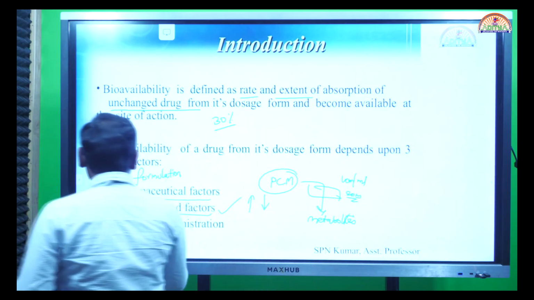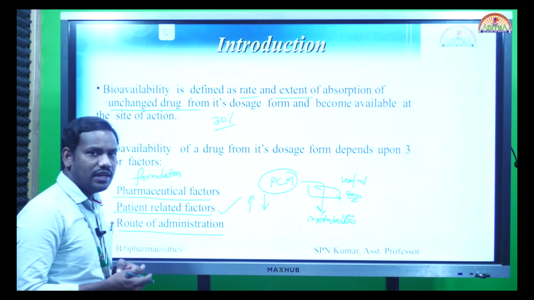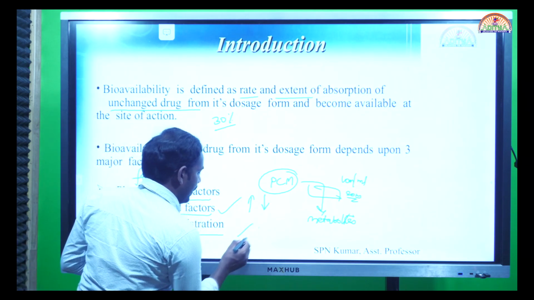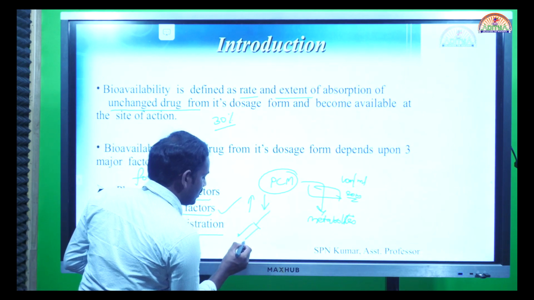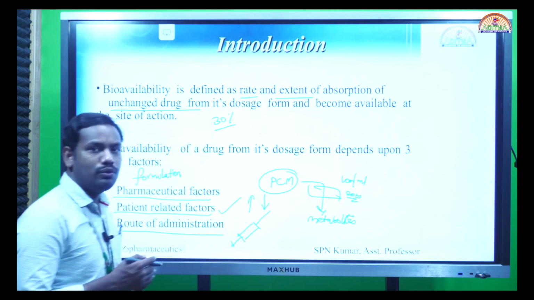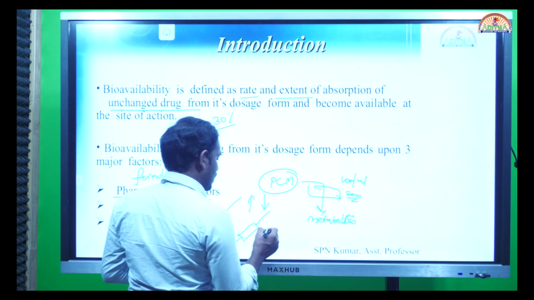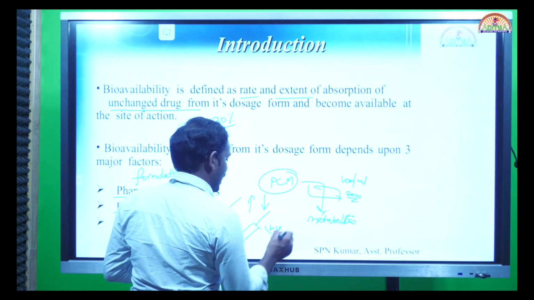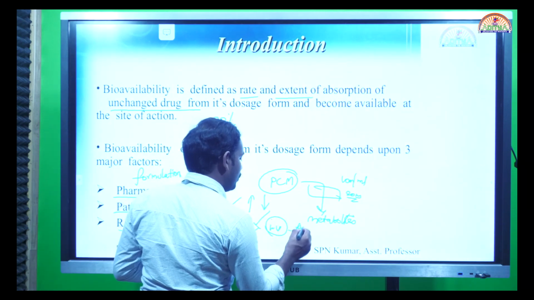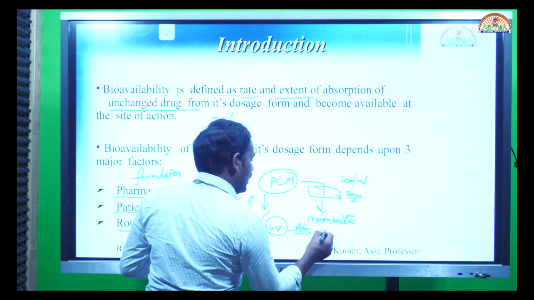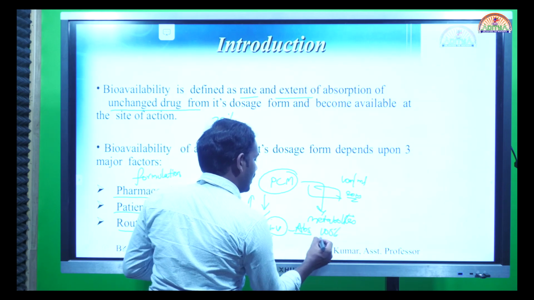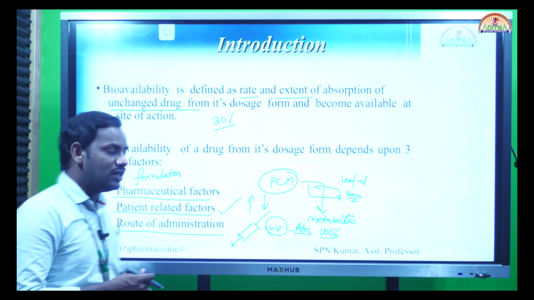Next is route of administration. Suppose we are giving the dose in a parenteral form, obviously it is going to reach 100% bioavailability. That's why the dosage given through the parenteral route, especially IV, is called absolute bioavailability, which means 100% of the drug is directly flushed into the systemic circulation.